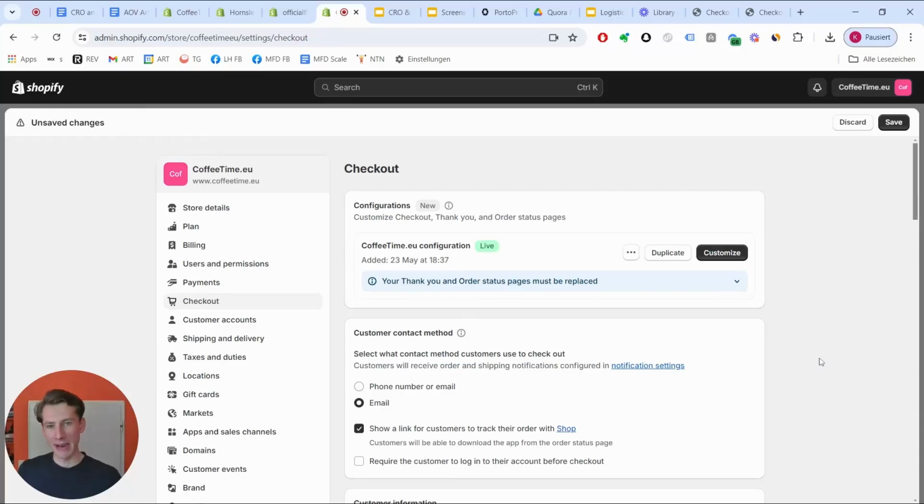Okay, probably not what you expected, but let's start with a very simple but effective way to increase your AOV without any other trade-offs, pretty much. And that is adding tipping options to your checkout pages.